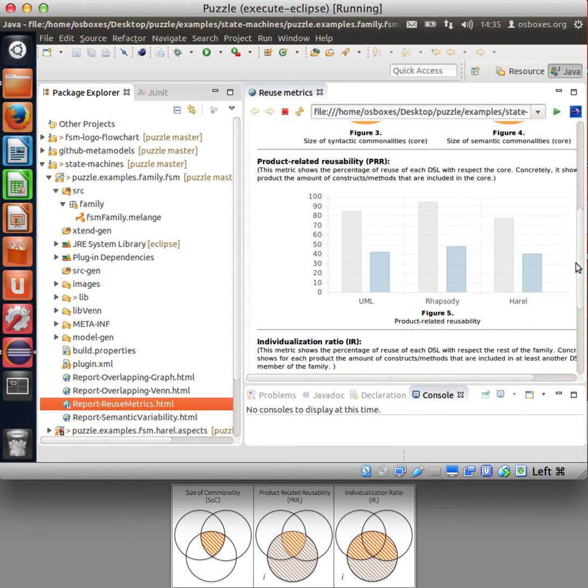The second metric, called product-related reusability, shows for each DSL the relation between the constructs defined in the core and the constructs defined out of the core. For example, 80% of the UML abstract syntax is defined in the core. All the rest is defined out of the core. We have here the results for the semantics. 42% of the semantics of UML is defined in the core. All the rest is defined out of the core.